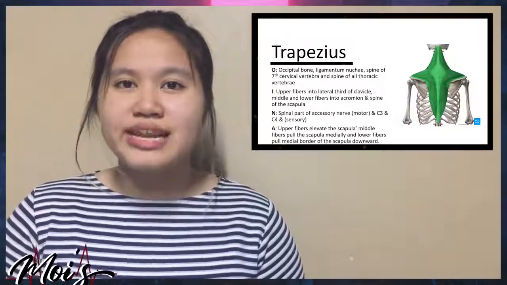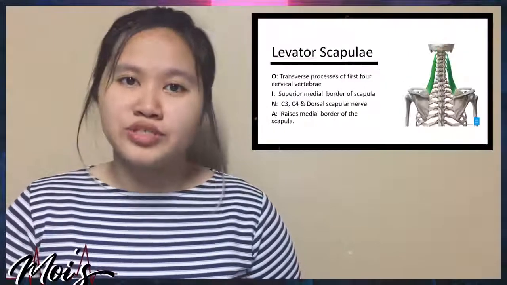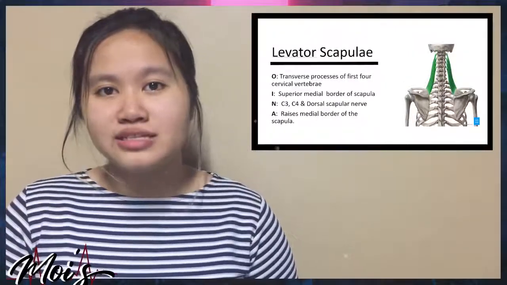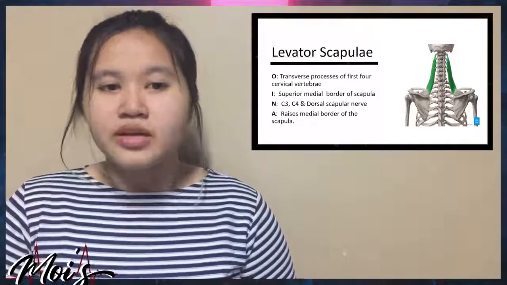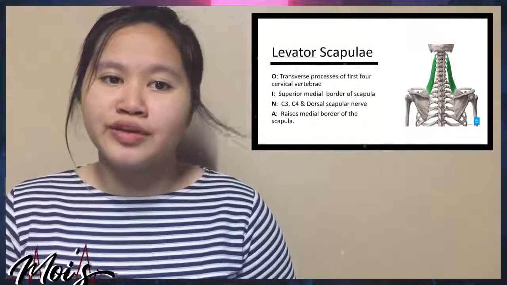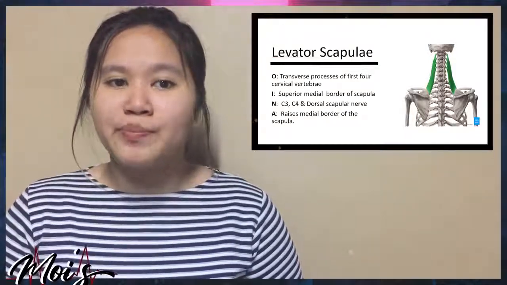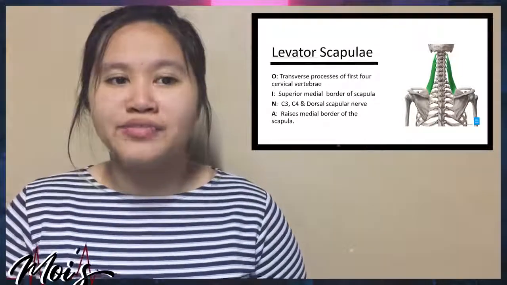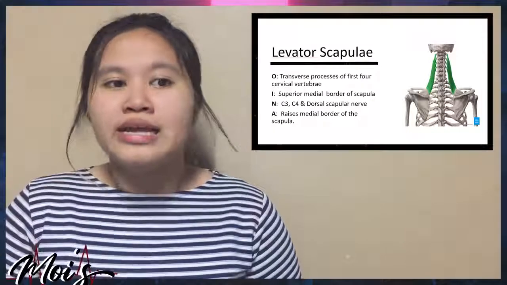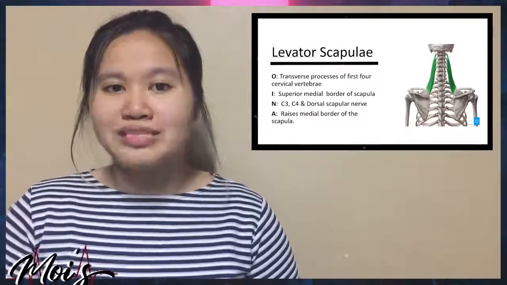The next one is the levator scapulae. It is a narrow, elongated muscle in the posterior portion of the neck. It is deep to the sternocleidomastoid and trapezius muscle. It originates in the transverse process of the first 4 cervical vertebrae, and it inserts in the superior medial border of the scapula. The nerve supply of that is the C3, C4, and dorsal scapular nerve. Levator scapulae elevates the medial border of the scapula.